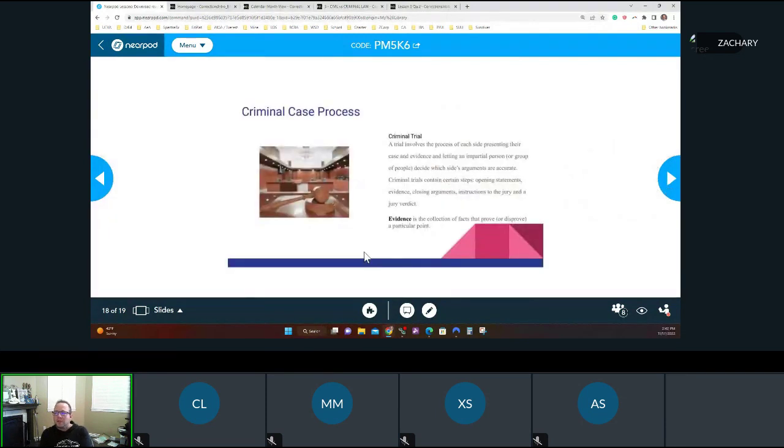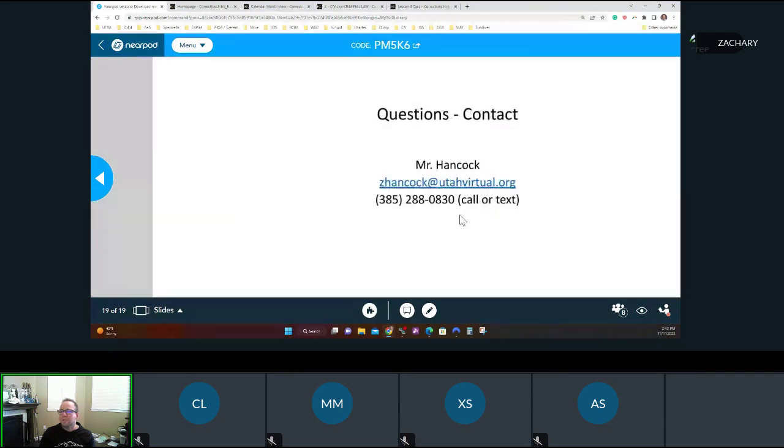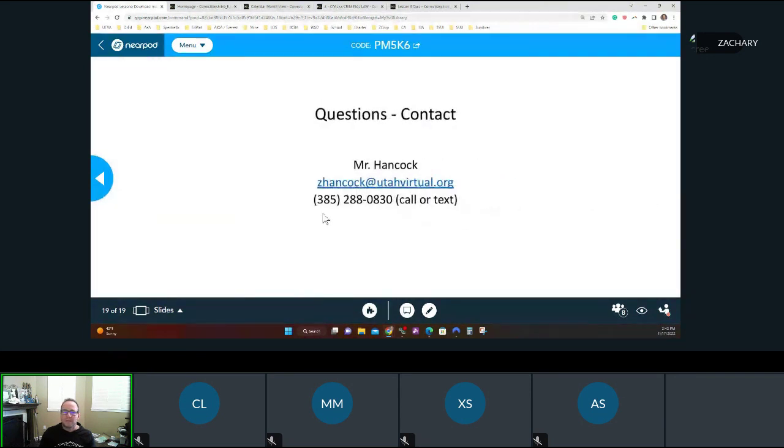Criminal trial. A trial involves each side presenting their case and evidence, letting an impartial group of people, which is the jury, decide which side's arguments are accurate. Criminal trials contain certain steps: opening statements, evidence, closing arguments, instructions to the jury, and verdict. The evidence is collected and facts are proved or disproved on particular points. And that's where it goes, right?